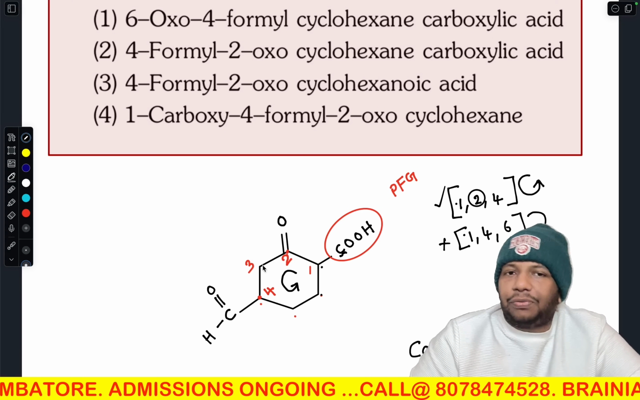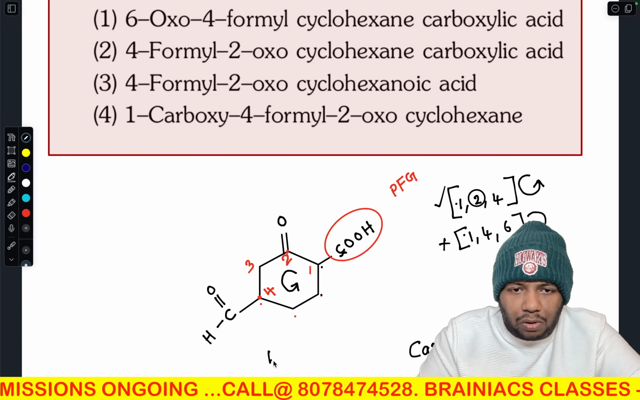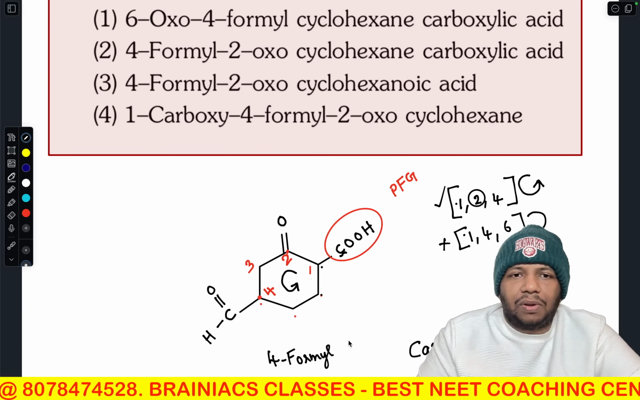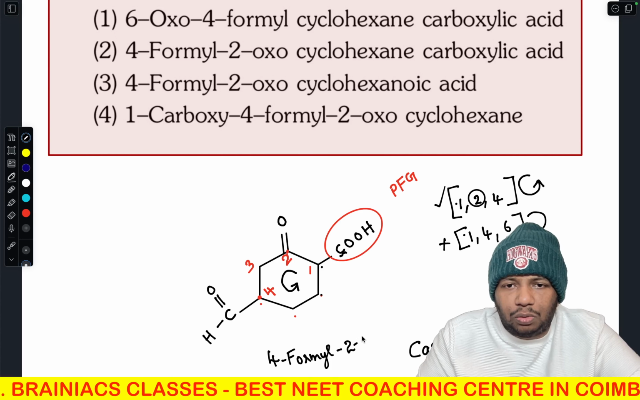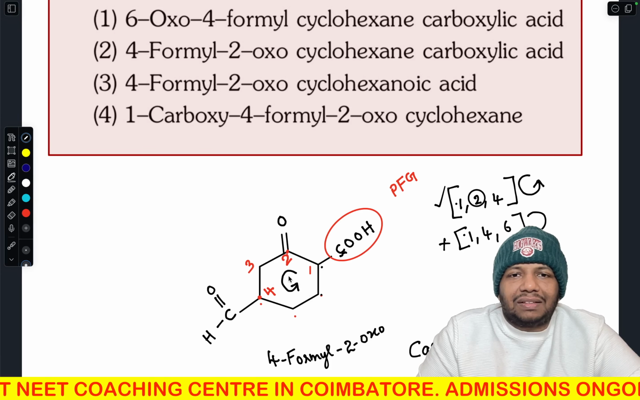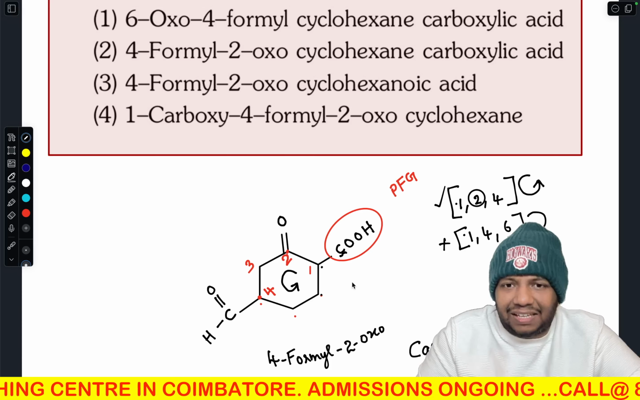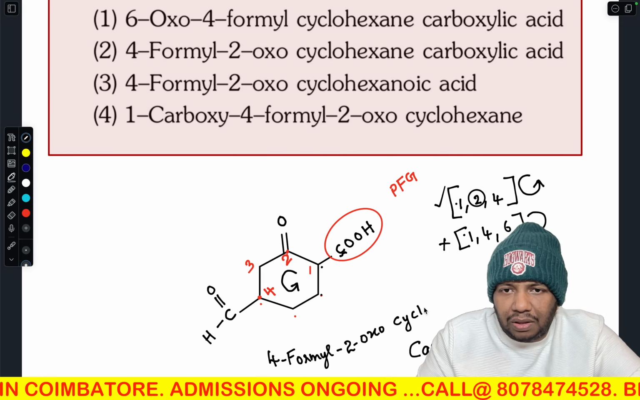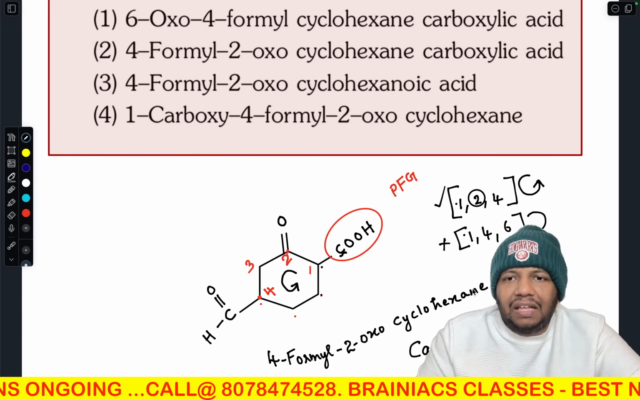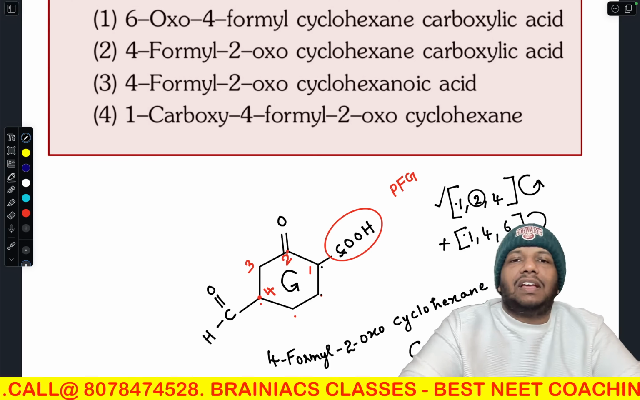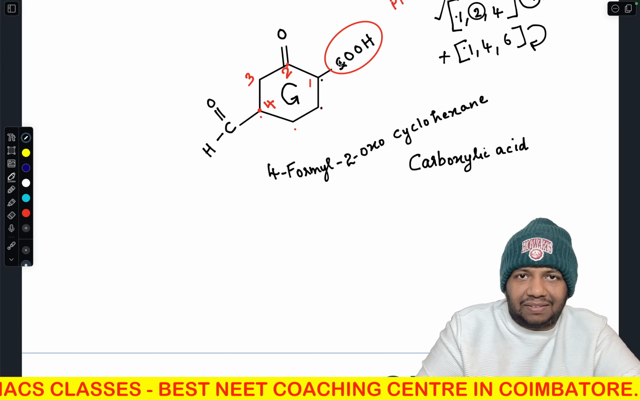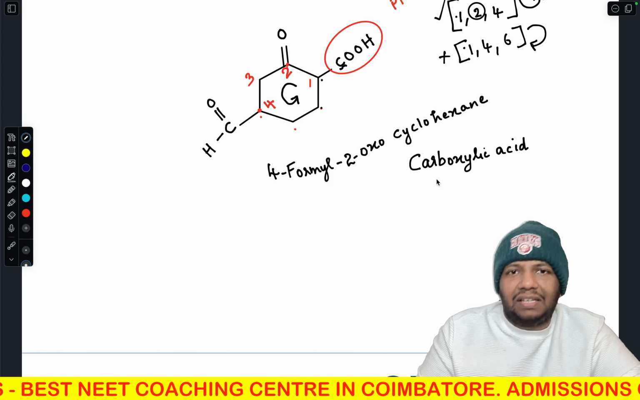Alphabetically F is coming, so I can say it is 4-formyl. Then at the 2nd position you have oxo, so 2-oxo. Word root, how many are there? 6 carbon atoms are there, but the parent chain is cyclic in nature, so we use the term cyclo. Then 6 carbon atoms, so we say cyclohexane. Usually we used to say cyclohexanoic acid, but that is wrong, because here the COOH carbon atom is present outside the ring as a single carbon. So we say cyclohexane carboxylic acid.